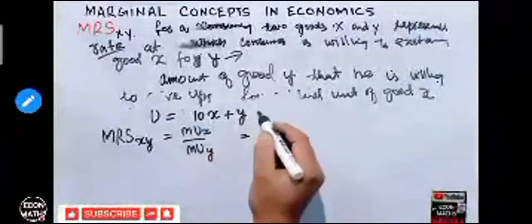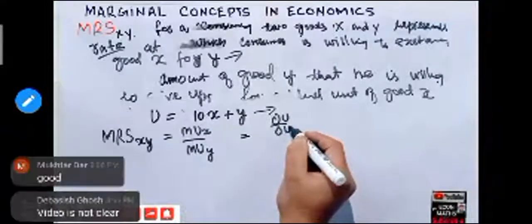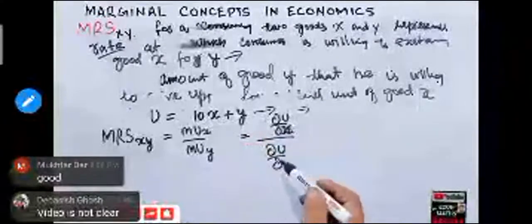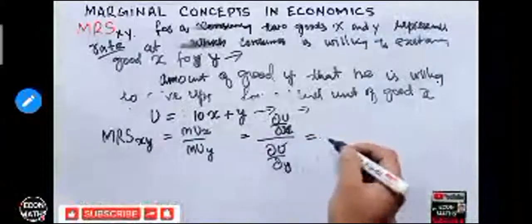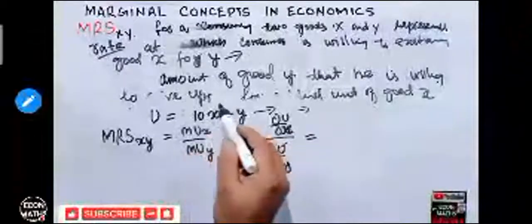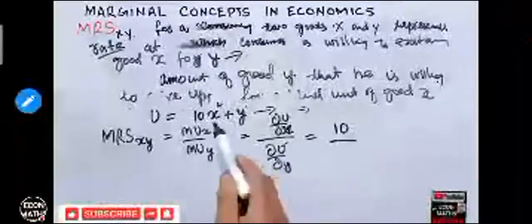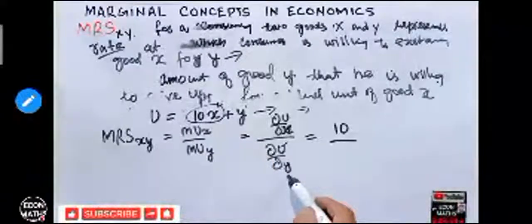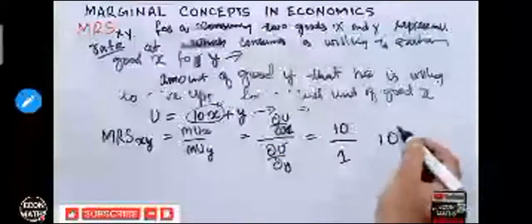Now marginal utility of X means du by dx, differentiating this with respect to X partially, and divided by differentiating this with respect to Y partially. So this U and U get cancelled. Now du by dx: the derivative of x is 1, the derivative of the constant is 0, so we get 10, divided by du by dy. Since we are differentiating with respect to y, the derivative of the 10x term is 0, the derivative of y is 1, so the marginal rate of substitution is 10.